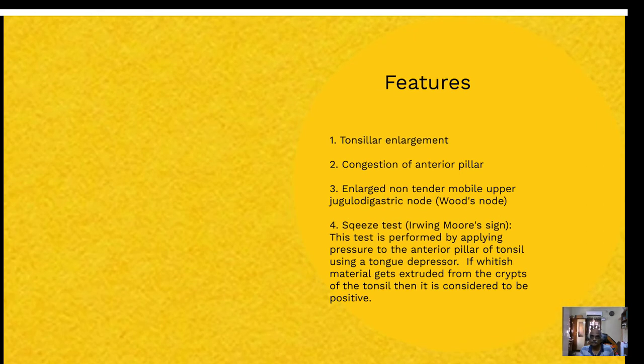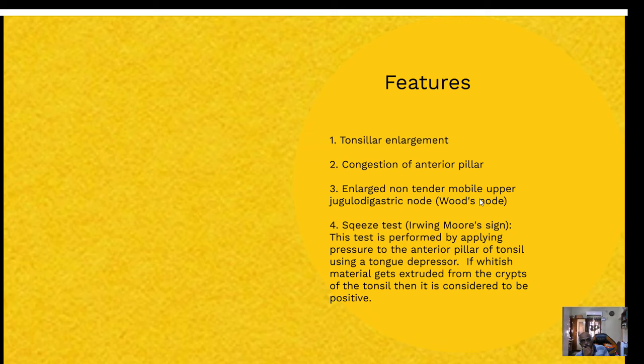What are all the features of chronic tonsillitis? These children will have tonsillar enlargement. There will be semilunar congestion of the anterior pillar, also known as lunar sign, and then an enlarged, non-tender, mobile upper deep jugular digastric node or Wood's node. The squeeze test or Irving Mood sign is positive.